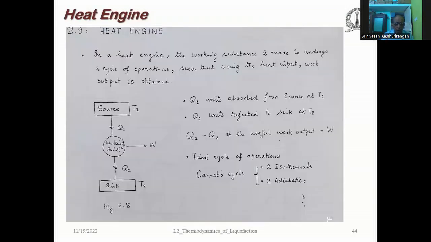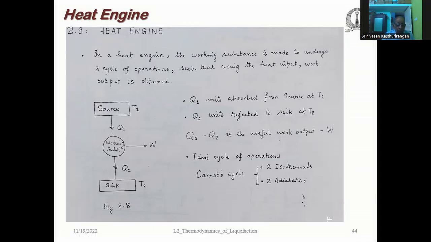Now, this is the concept of a heat engine. In the heat engine, you have a source and a sink, and then there is a working substance, which is your working fluid. A certain quantity of heat is drawn from the hot source at a temperature T1. The quantity of heat is Q1, and then a certain amount of work is done by the working fluid, and then it rejects a certain quantity of heat, which is Q2, to the sink.